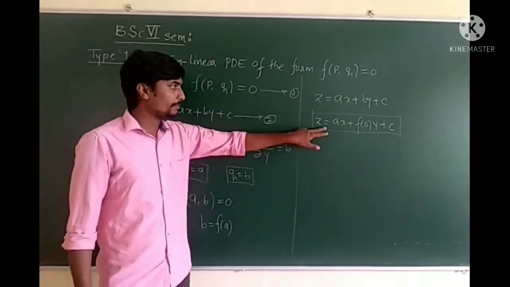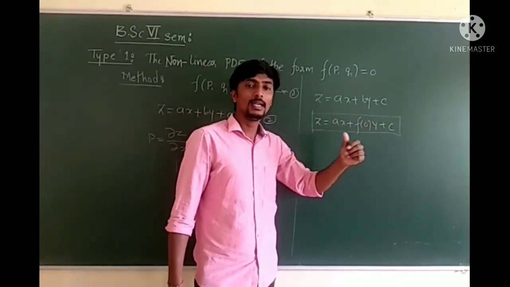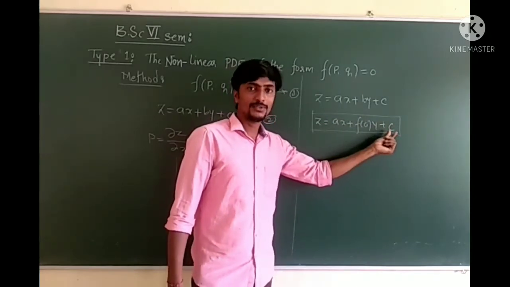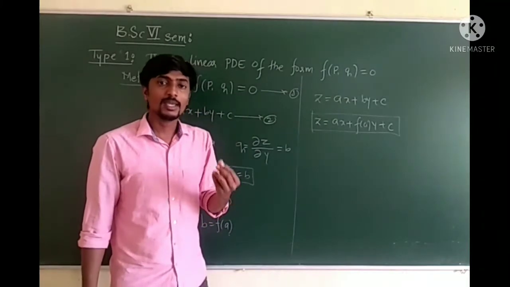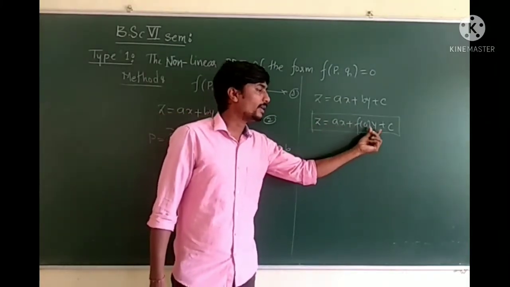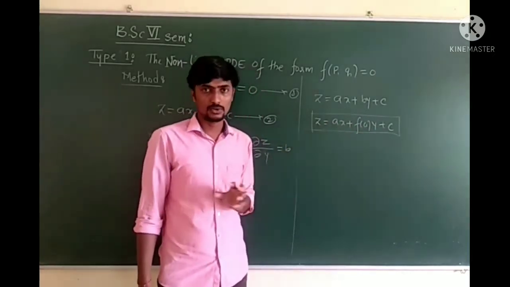This is your complete solution, because only two independent variables are present and there are only two arbitrary constants. The complete solution has as many arbitrary constants as there are independent variables in the given equation. So this is the complete solution.